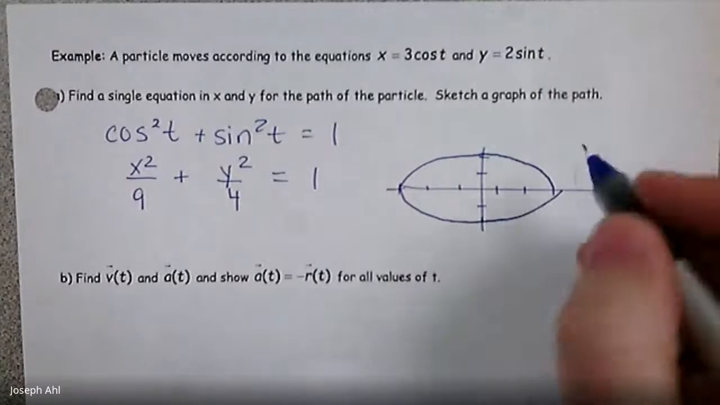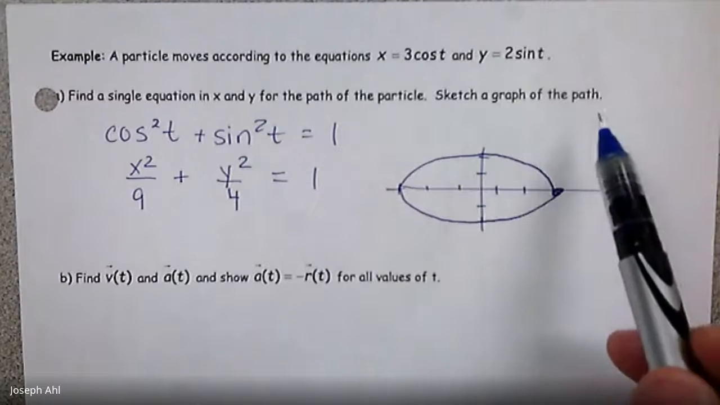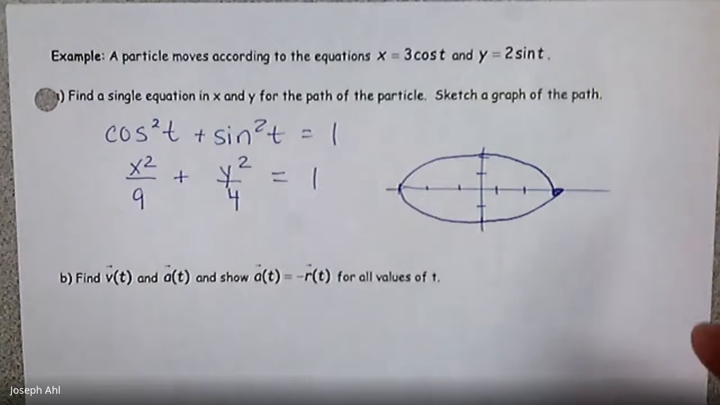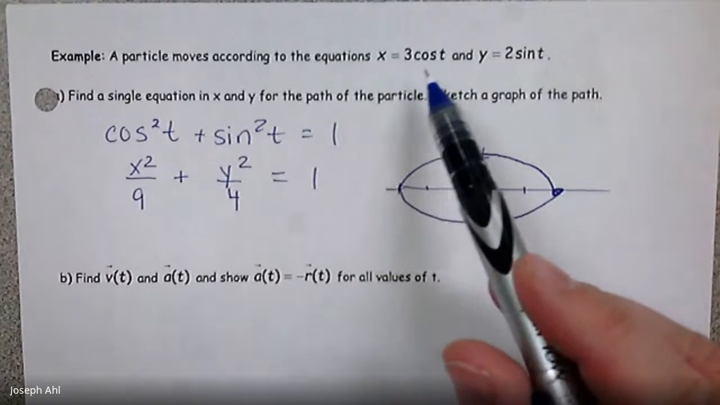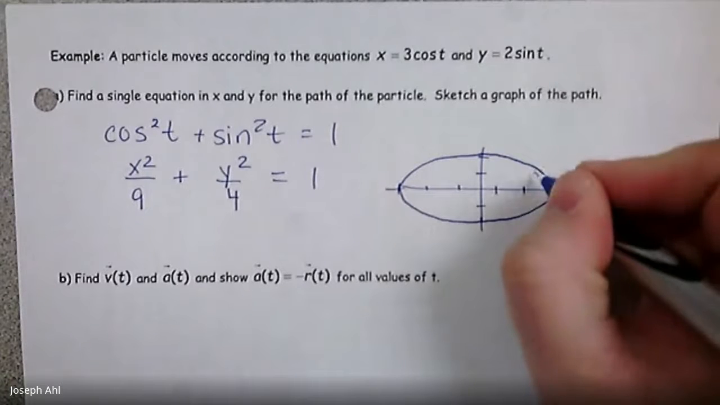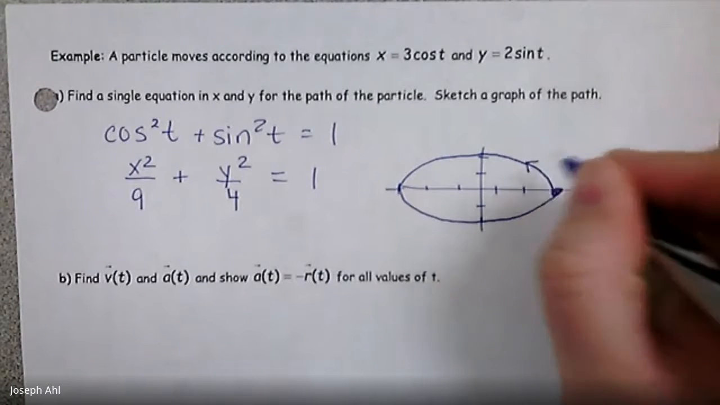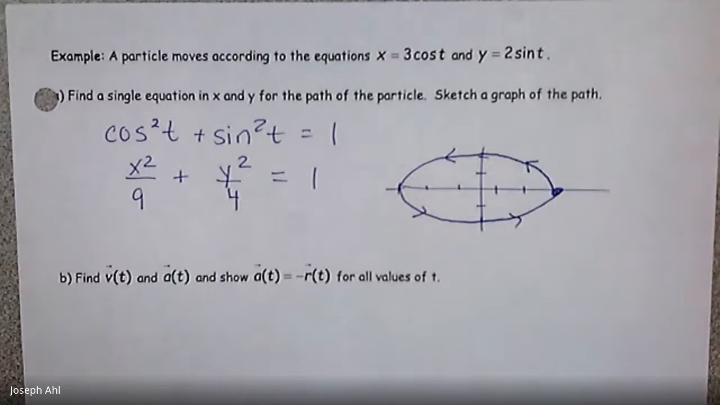So we get something that looks like this. Now, when I sketched it, by the way, that's not necessarily the direction of the path of the particle, or where it starts, I should say. So when I sketch a graph of this path, where are we actually starting? Well, at time equals 0, the x position would be 3, and the y value would be 0. So it does start here. And then as you rotate around, it's going to be rotating in a counterclockwise direction. So that is what the path of the particle would look like.